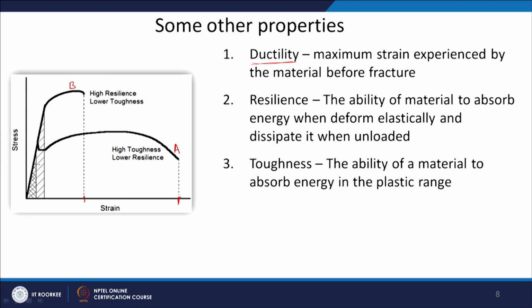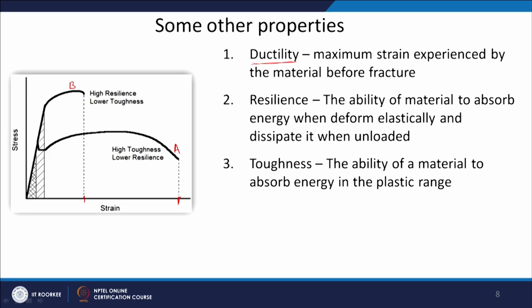In case of material B, the resilience is up to this point because the strength is more in this, the yield strength is more. Okay. So, you can see that the resilience has increased in this material. So, this material will be more resilient. Then another property is called toughness, the ability of the material to absorb energy in the plastic range. Okay.